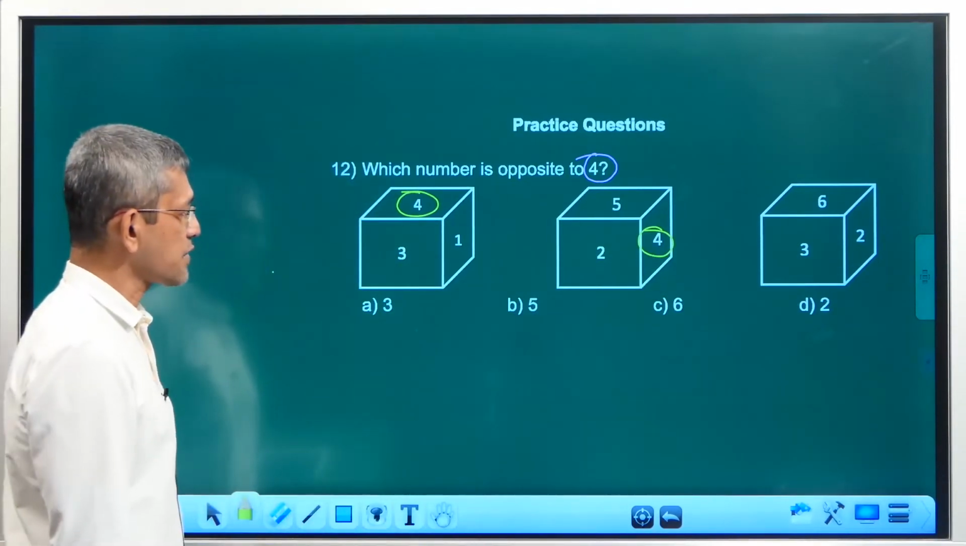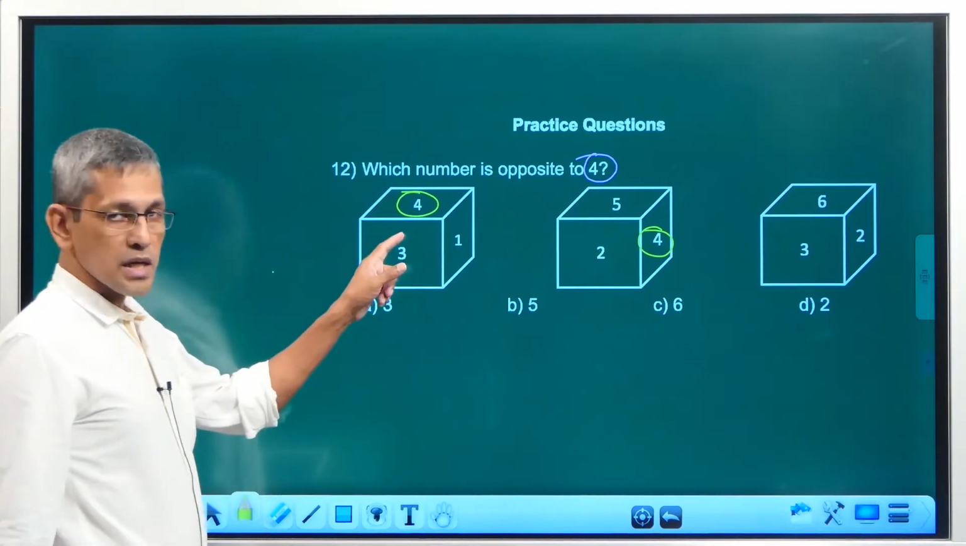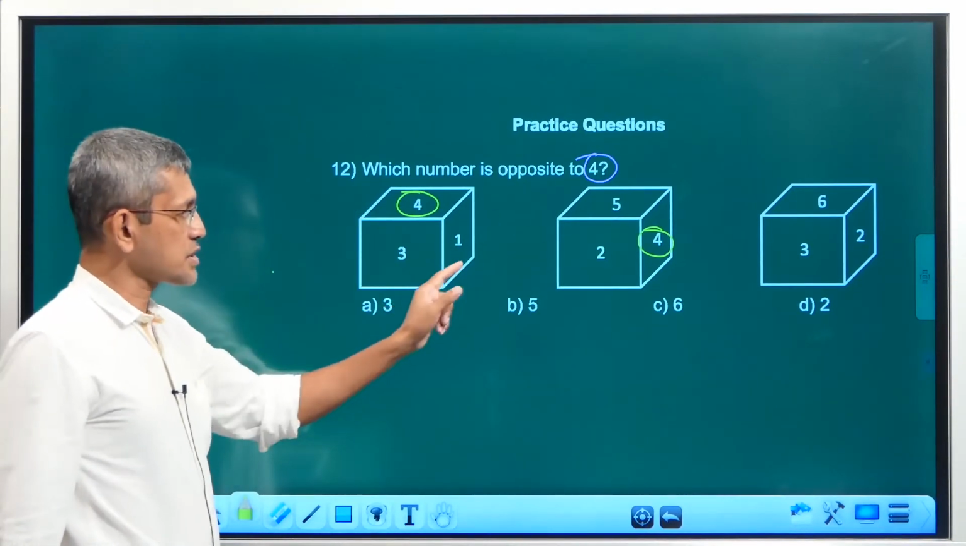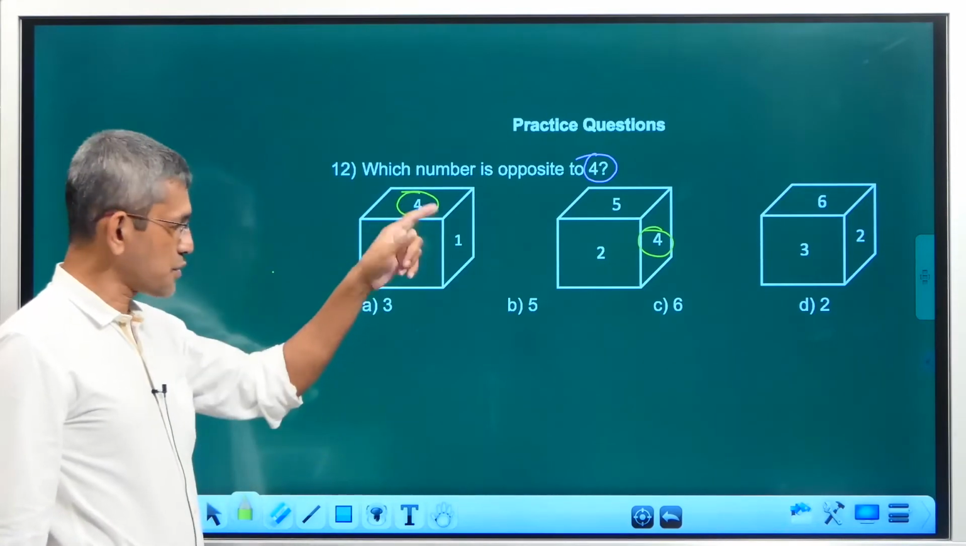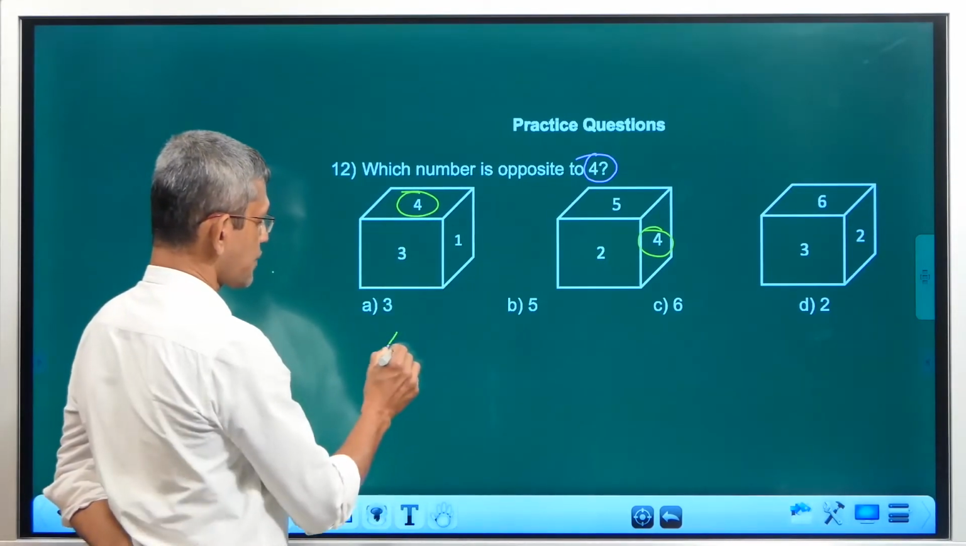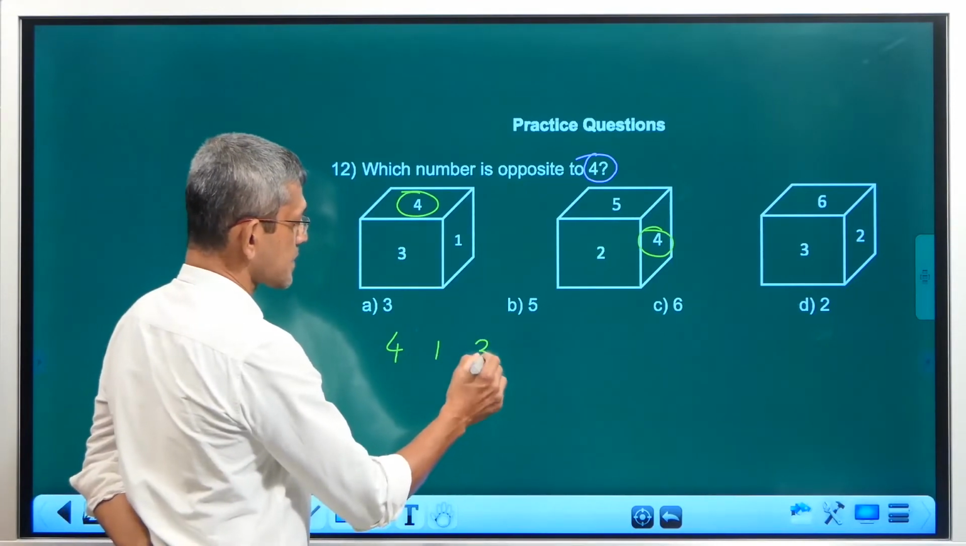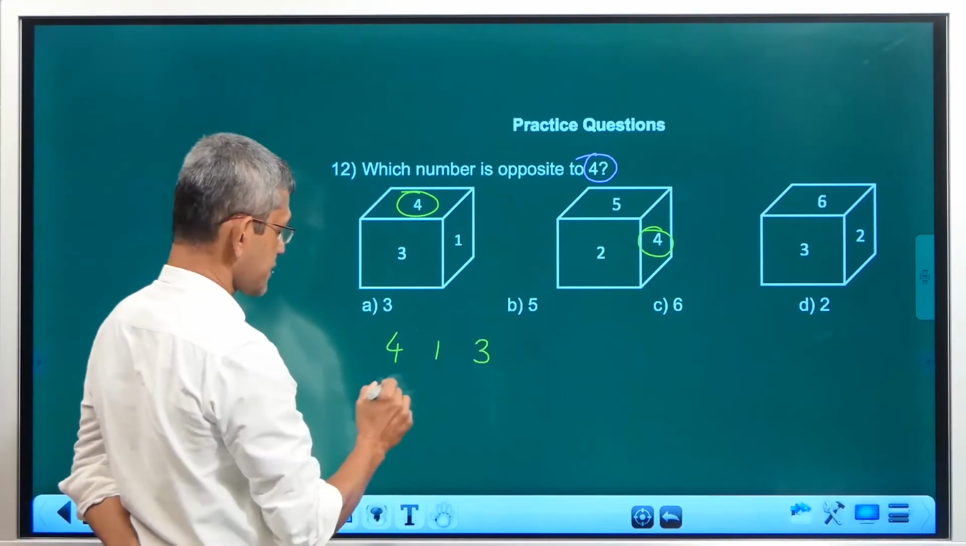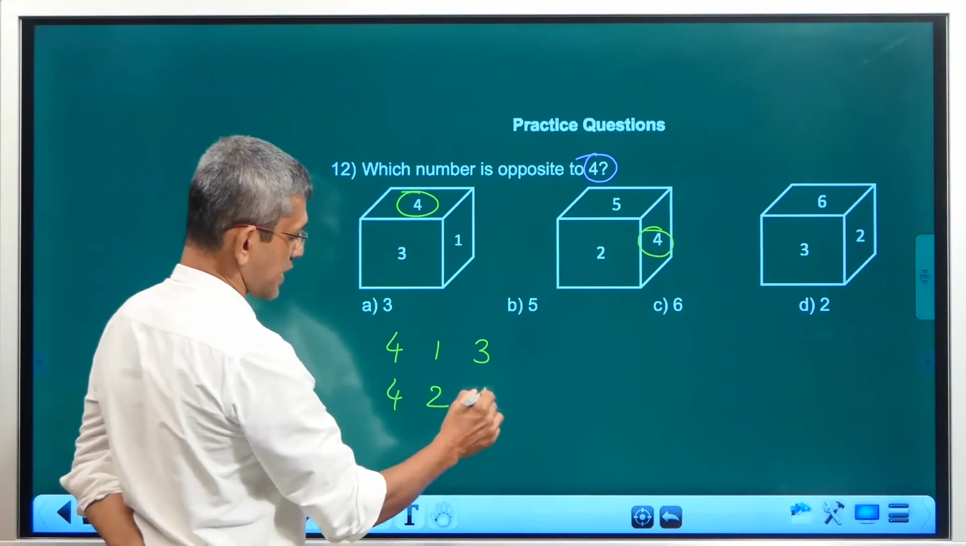Right? So if it is only one common number, and it doesn't appear at exactly the same position, we have to go for rule number 4, clockwise arrangement. If you arrange clockwise, what do you get? 4, 1 and 3. And the second one, 4, 2 and 5.